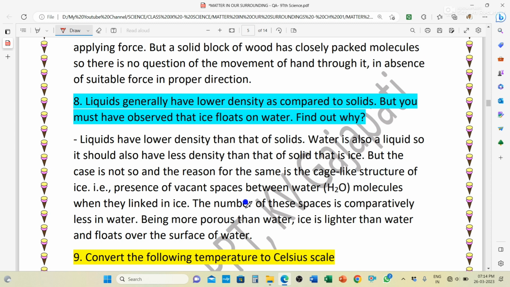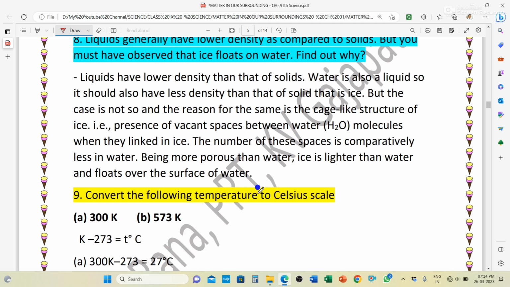There are cage-like structures. So there are vacant spaces between water molecules when they are linked in ice; the number of these spaces is comparatively less in water. The spaces are less in water but higher in ice. That's why, being more porous than water, ice is lighter than water, because air molecules are there in the cage structure of the ice. So it floats over the surface of water because its density is lower than water, because density is mass by volume.